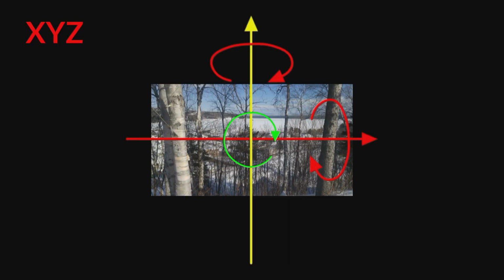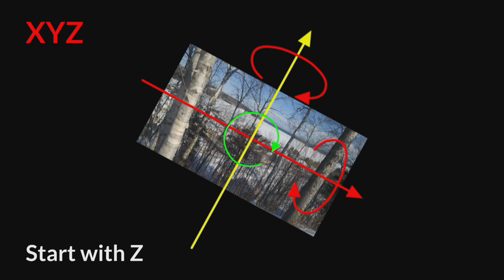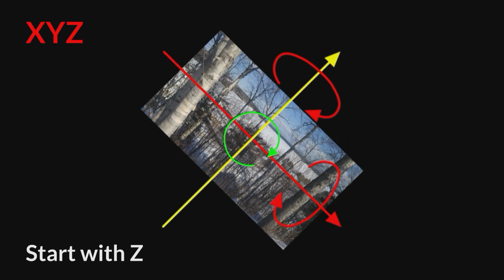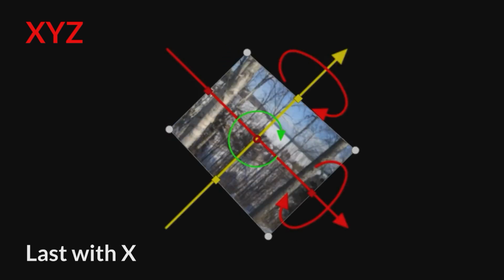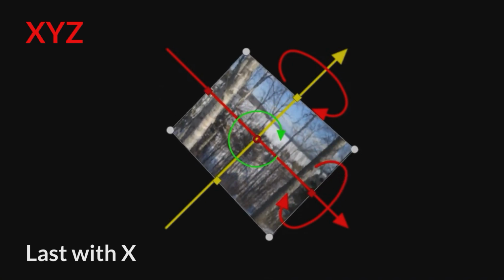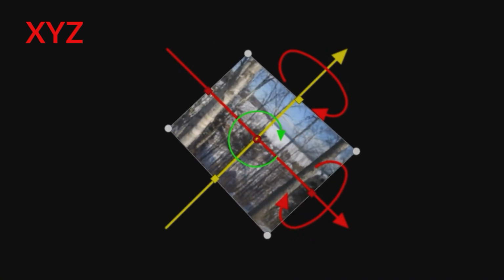For XYZ, rotating using Z causes the image and the X and Y axes to rotate. Rotating Y causes the image and the X axis to rotate. Rotating X will rotate the image about the modified X axis, which runs through the red handles.